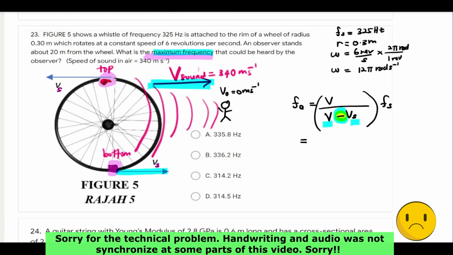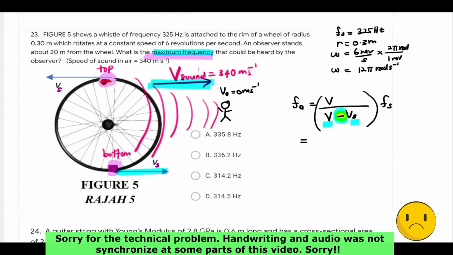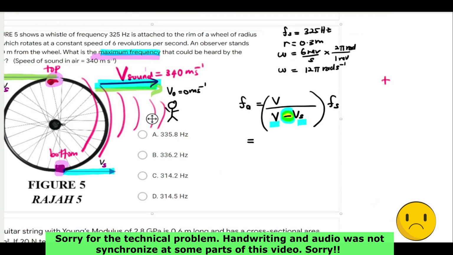Boleh? Okay, tapi kalau you tengok untuk kedudukan whistle at the top of the rim, ke atas ini dia to the left and the sound is travelling to the observer and the direction is to the right. Okay, so they are opposite direction. Okay, jadi kalau kita kira secara berasingan at the top of the rim and at the bottom of the rim, sebenarnya kita akan dapat frekuensi yang berbeza.